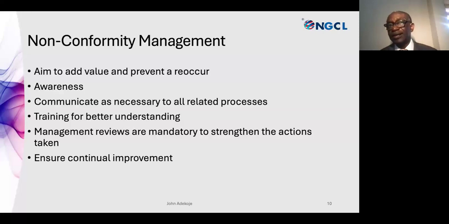Using root cause analysis, right? And once that one is put in place, you make sure you put an eye on it so that it does not occur. If it occurs, it means we have not learned anything from the non-conformity. So once it does not occur and it continues, value has been added.